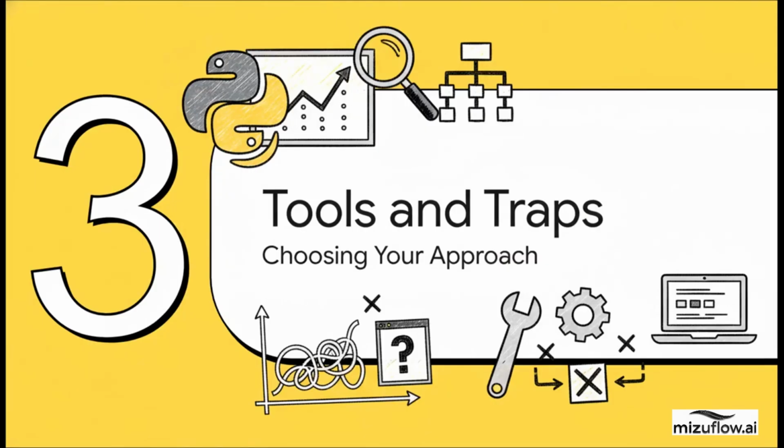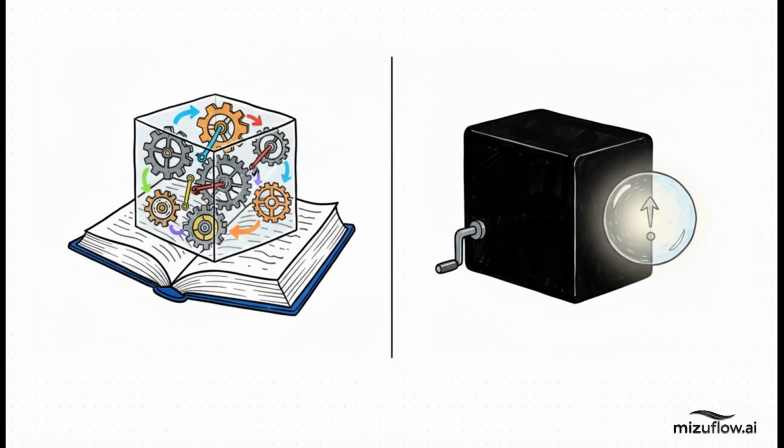So having these powerful tools is one thing, but knowing which one to use, and maybe more importantly, what common mistakes to avoid, that's a whole other level. Let's talk about the tools and the traps. In the Python world, you've basically got two main toolkits for this stuff. There's Statsmodels, which we just used. It's fantastic for explaining relationships, for understanding the why. Then there's Scikit-learn, which is the absolute king of pure prediction.